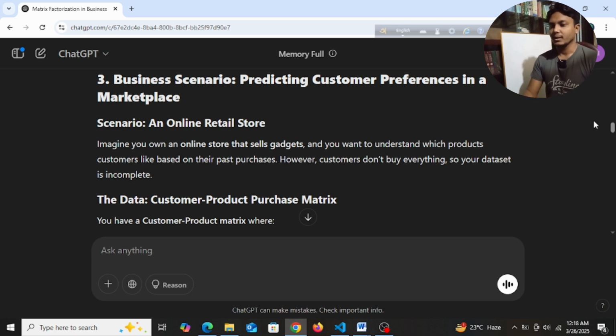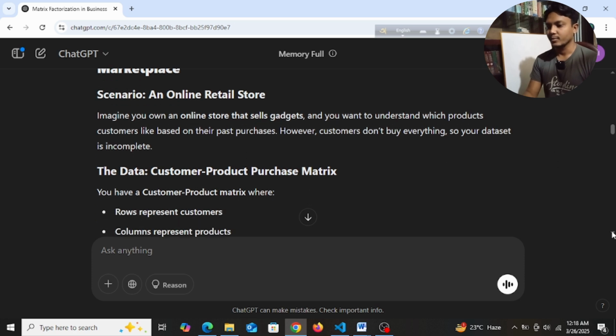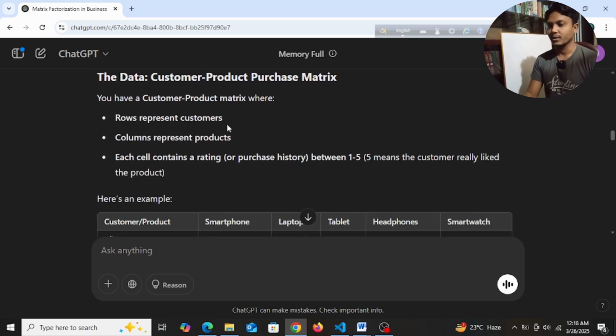Scenario, an online retail store. Imagine you own an online store that sells gadgets, and you want to understand which products customers like based on their past purchases. However, customers don't buy everything, so your data set is incomplete, right? So the data, customer product purchase matrix: you have a customer product matrix where rows represent customers, columns represent products. Each cell contains a rating between 1 to 5. So here's an example.